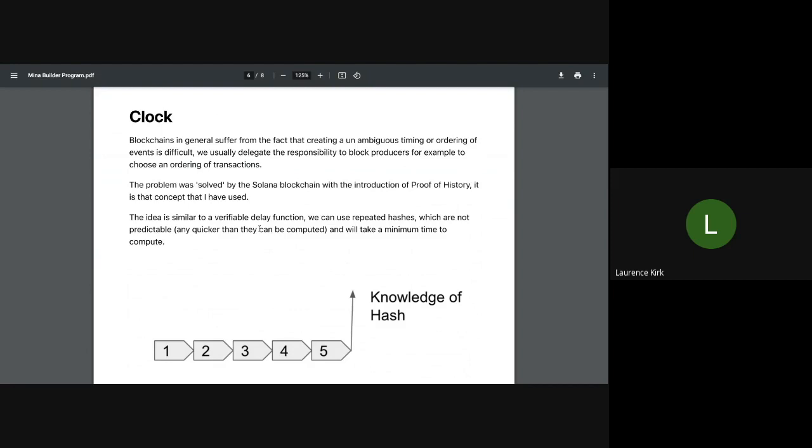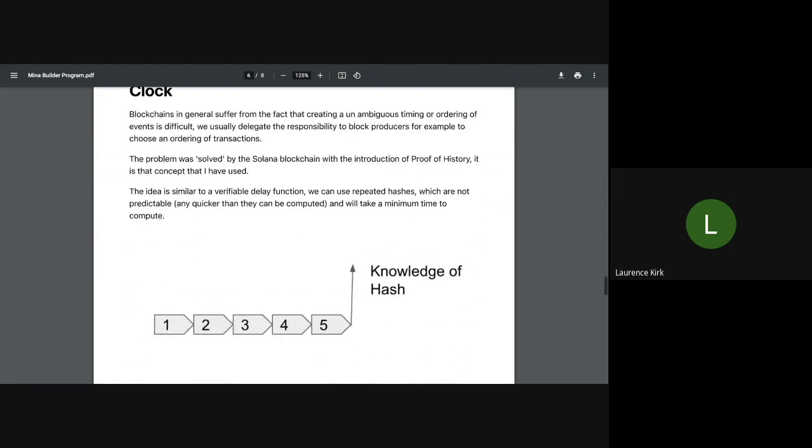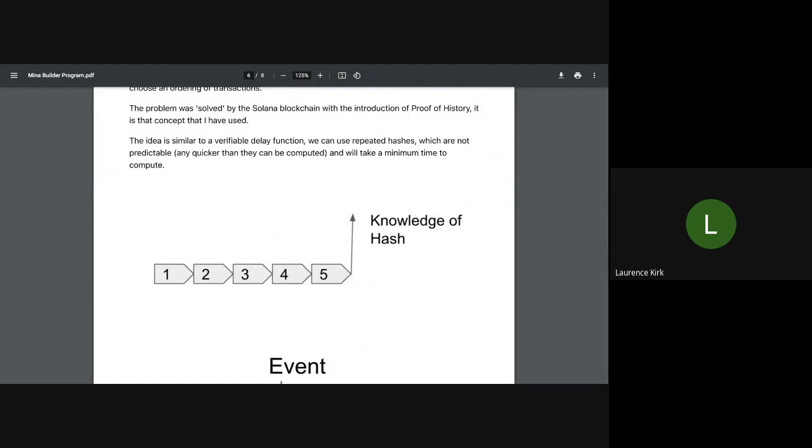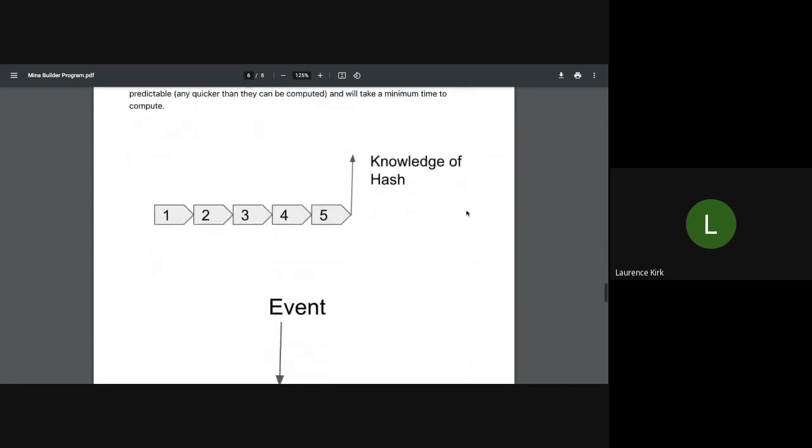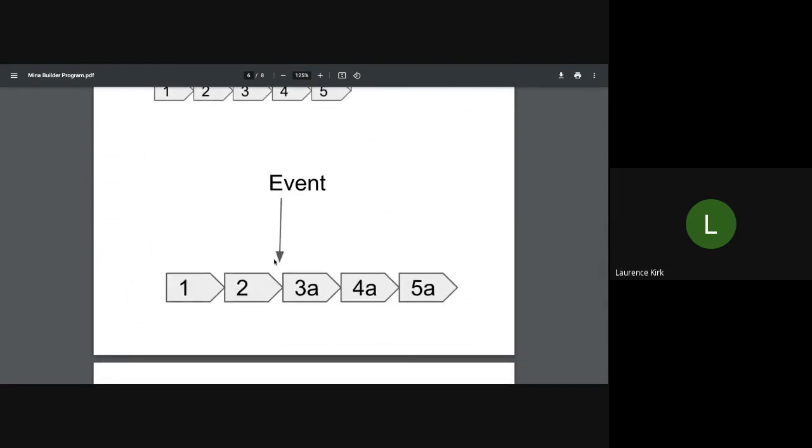The idea behind it is that you create effectively a verifiable delay function, which is just a load of hashes being repeated again and again. At the end of a certain number of those, if you have the knowledge of this hash, this means that a certain amount of time has passed. Similarly, you can put an event into these hashes, which will alter the later hashes, and that's proof of that event having happened as well.